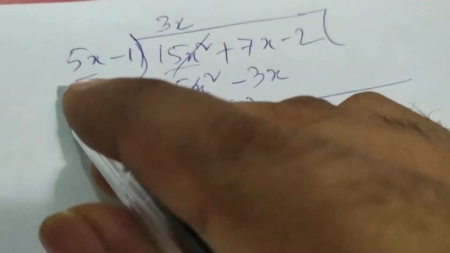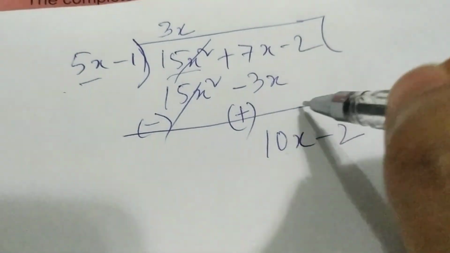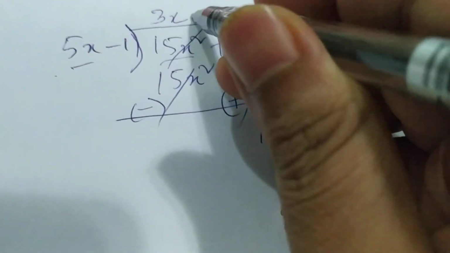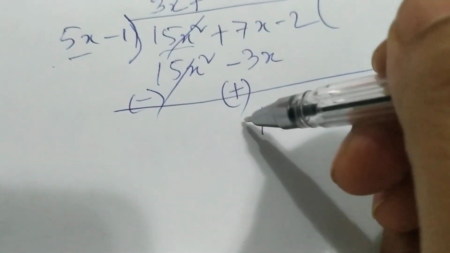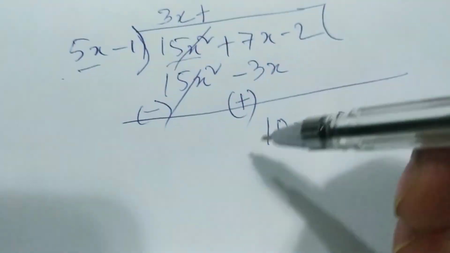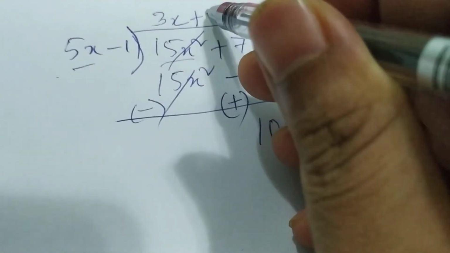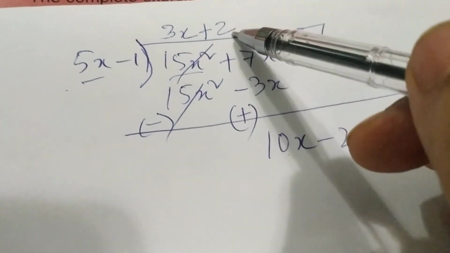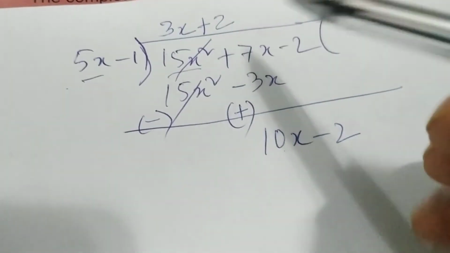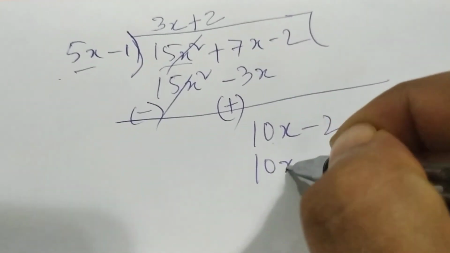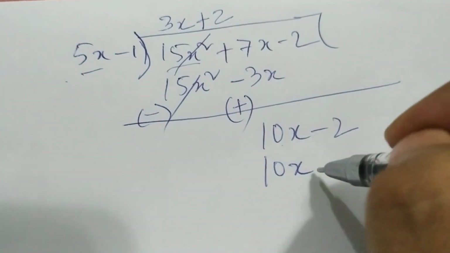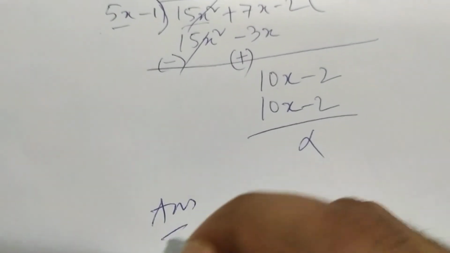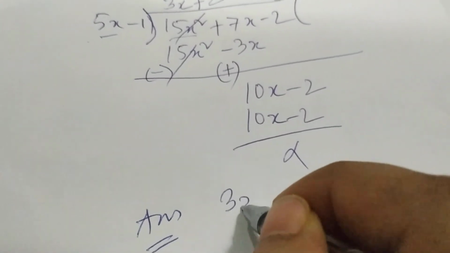Now 10x divided by 5x is what? 2. 10 divided by 5 is 2, we put a plus sign because here there is plus, here also there is plus, and x divided by x, nothing. So we just put 2 over here. So 5x into 2 is 10x. 2 into minus 1 is minus 2. That's it. So the answer is 3x plus 2.